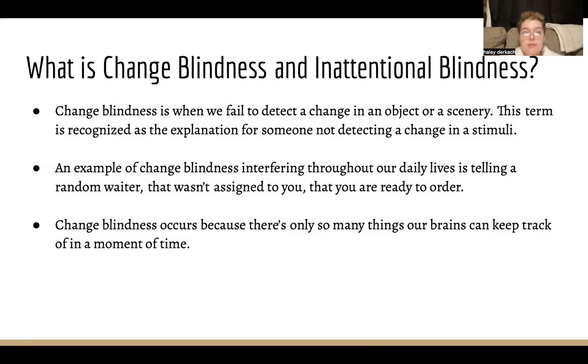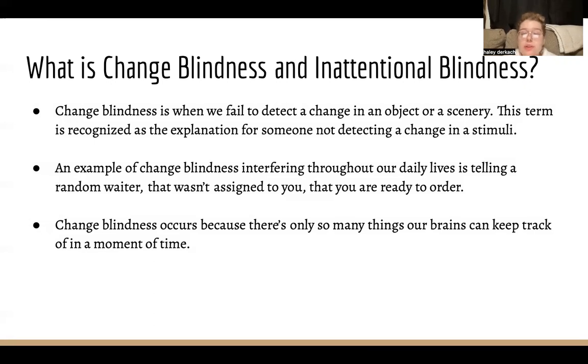Change blindness is when we fail to detect a change in an object or scenery. This term is recognized as the explanation for someone not detecting that change. We often see this in everyday life. For example, when you go to a restaurant and you are given a waiter who has brown hair, he looks like everybody else, and you're not paying too much attention because you're focused on eating. So during your time at the restaurant, you ask a waiter, hey, can you take my order? But he's not actually your waiter, but you didn't pay enough attention to that first waiter you were given.